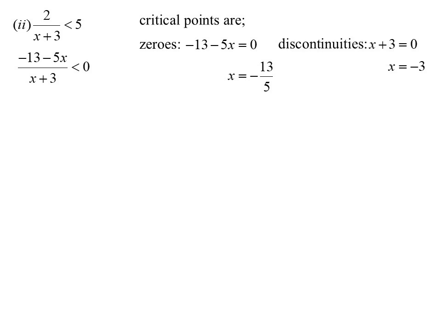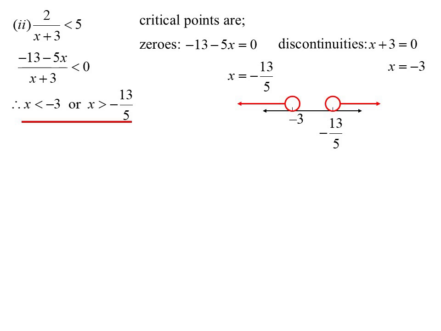Discontinuity, well, that's the bottom of the fraction can't equal 0. And that gets the other one, -3. I've got my critical points, the same as before. We test some regions and we get the answer. So that's another way of doing it. Create an algebraic fraction, just look at when the top of the fraction equals 0, and when the bottom of the fraction equals 0.